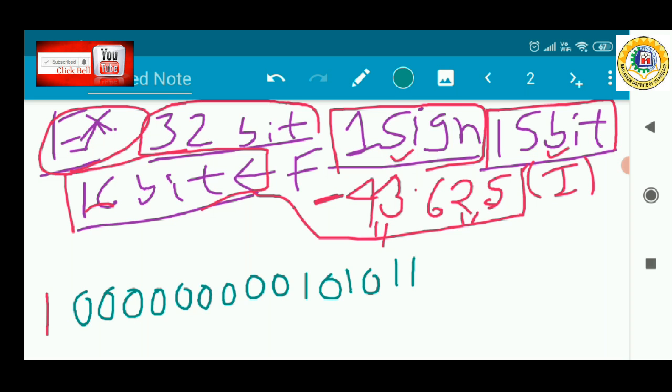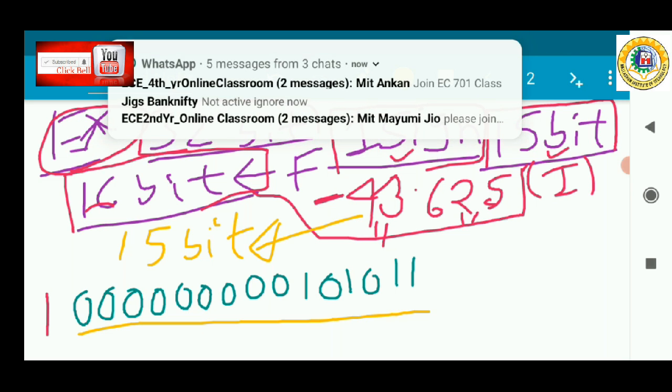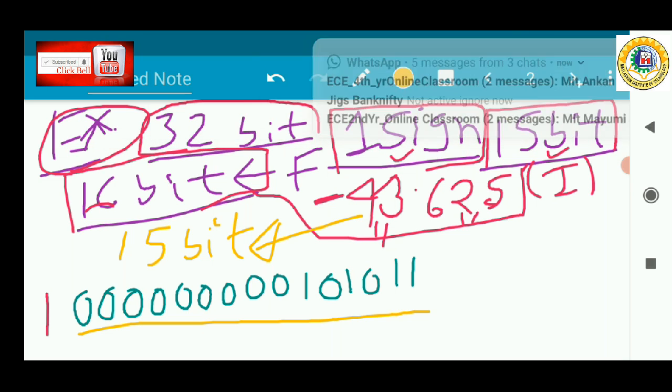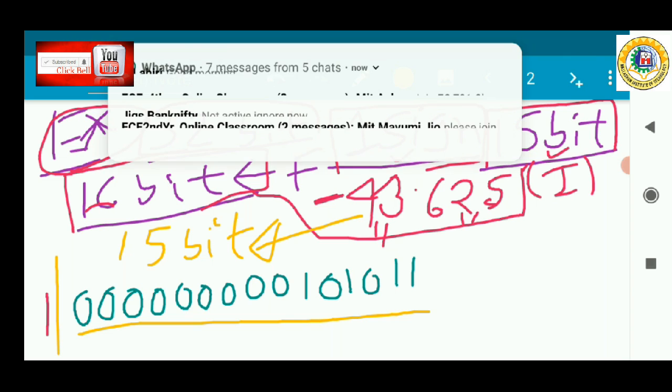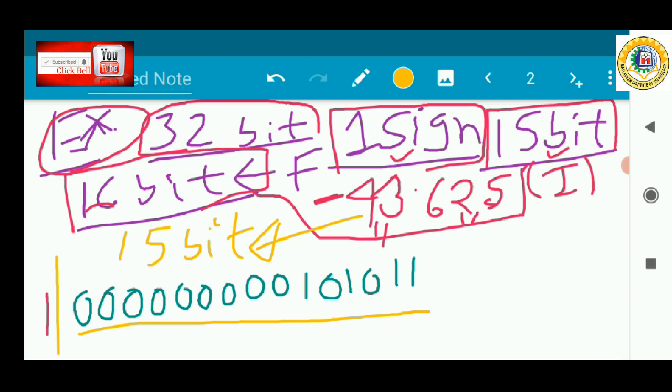Okay, so this is the representation for the integer. We have used 15 bits here, and 1 bit is already reserved previously for the sign bit.